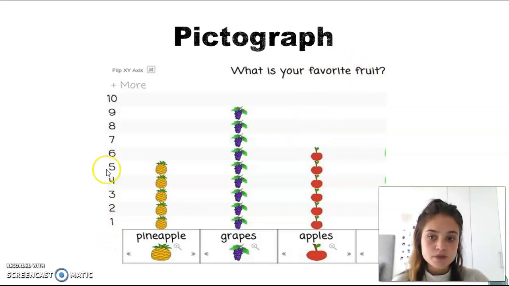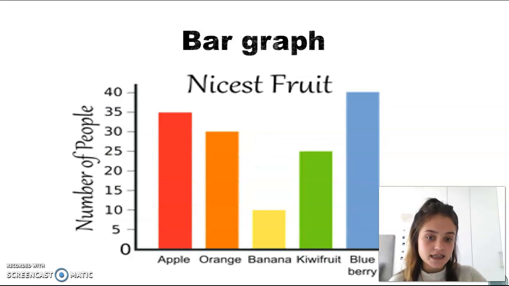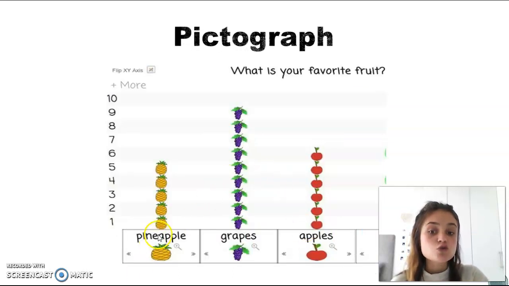And here's the numbers. How many people do you think they asked? They asked 10 people this time, and they asked different types of fruits. They asked pineapple, grapes, and apples. And instead of putting bars all the way up to the numbers, like they did over there, they've drawn the amount of fruit each time.